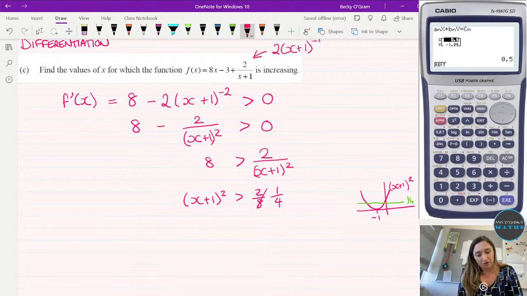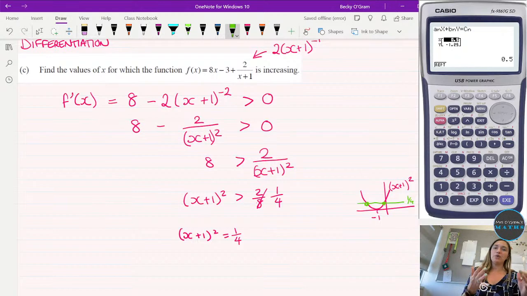Right, now solving this, let's set it equal to a quarter first so that we can find these points of intersection here, and then we'll figure out which side of it we need to be.